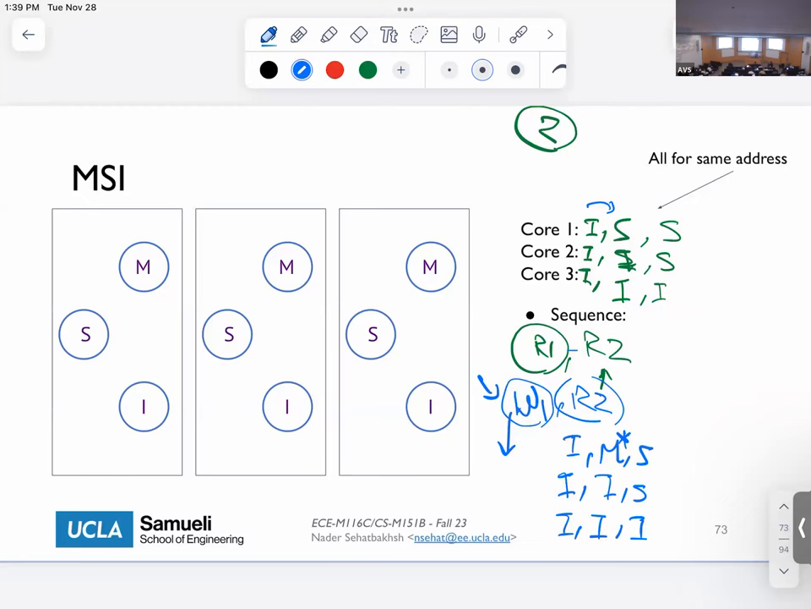Okay. So now, for example, if core number 3 wants to read, then this one also goes to the S. If it writes, then this one goes to the M, and everybody else goes to the I. Okay. If somebody wants to write, no longer do you have the correct copy, so you have to invalidate yourself. You go to the I, and core number 3 goes to the M.